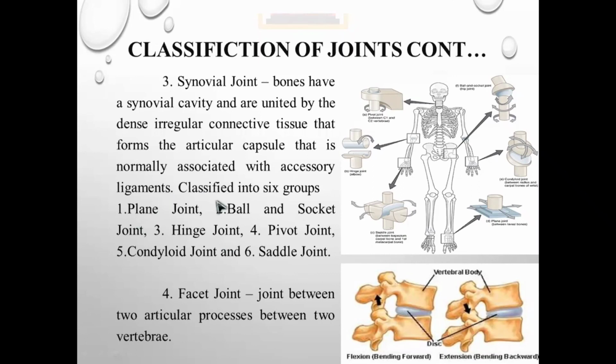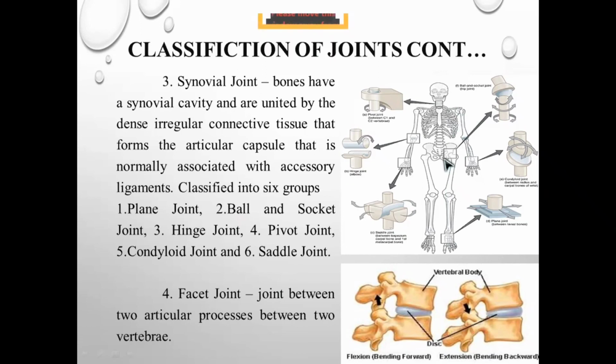One is the plane joint, ball and socket joint, hinge joint, then pivot joint, then condyloid joint and saddle joint. So you can find the 6 joints which are present in our body. Okay, the plane joint: some regions are going to have plane joints, like in the foot. And next is the ball and socket joint. Usually your hip and your shoulder have the ball and socket joint.